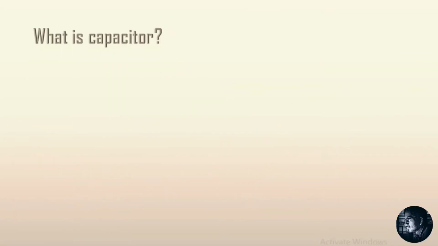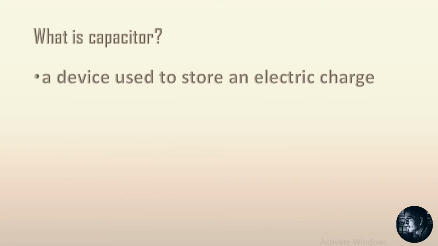What is a capacitor? A device used to store an electrical charge. Now some people ask that a cell or a battery also stores charge, so is it also a capacitor? Of course not. The difference between a capacitor and battery is that the capacitor stores charge and discharges it immediately, whereas the cell or battery releases the charge slowly, and they don't give shock as they don't give sudden discharge.